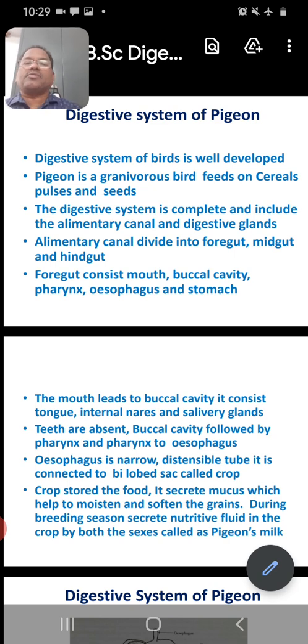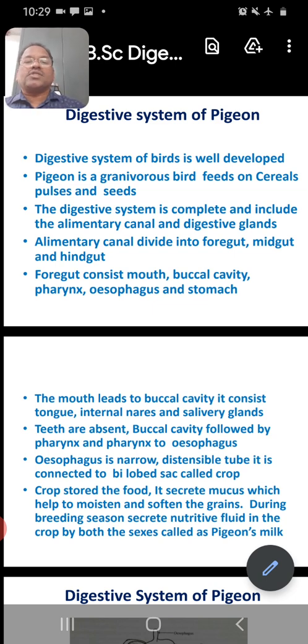There are different types of birds according to their feeding habit and the types of food they are eating. So pigeon is a granivorous bird, which feeds on cereals, pulses, and seeds. The beak is adapted for the granivorous bird, to pick up different types of grains from the ground as well as from the crop.